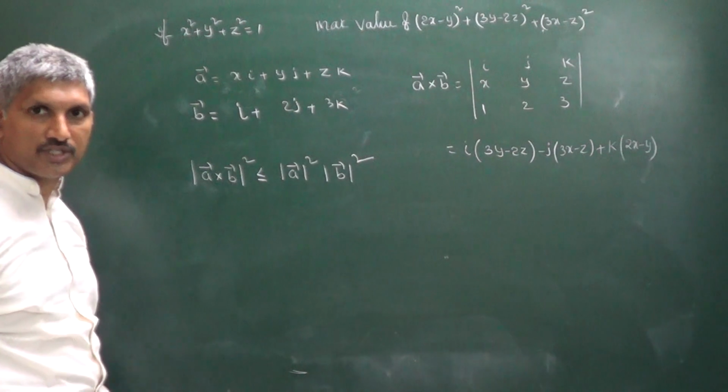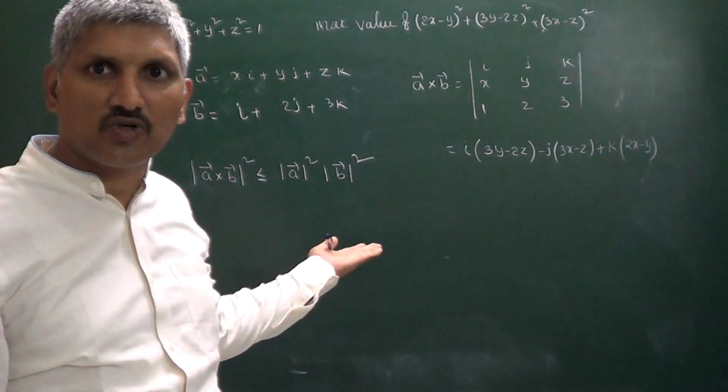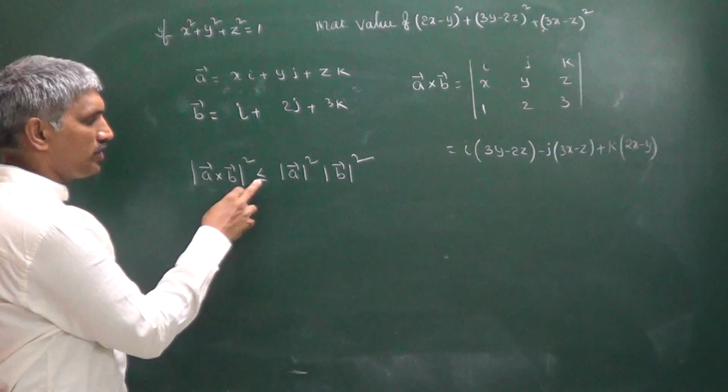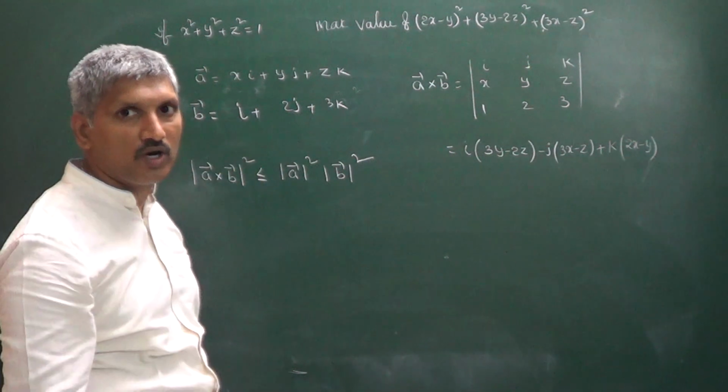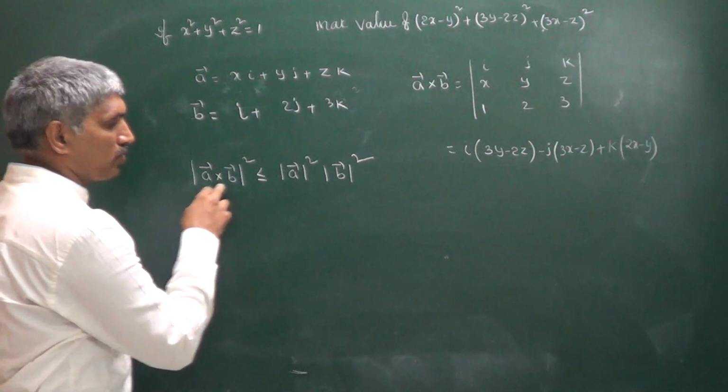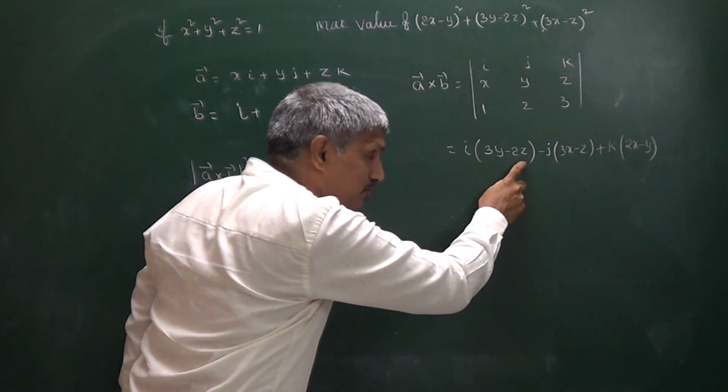That is the known information, because sin square theta is less than or equal to 1. That's why you will get magnitude of a bar plus b bar whole square is always less than or equal to mod a bar whole square into mod b bar whole square. But magnitude of a bar plus b bar whole square means this vector magnitude square.